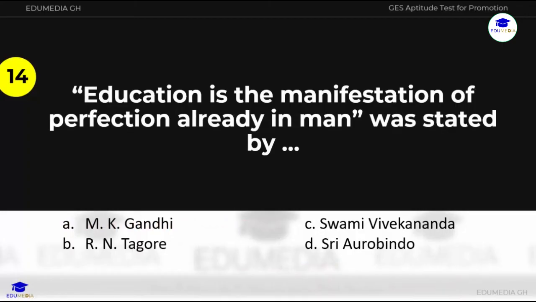Question number 14. Education is the manifestation of perfection already in man, was stated by A. M.K. Gandhi, B. R.M. Tagore, C. Swami Vivekananda, and D. Sri Aurobindo. The correct answer here is C.